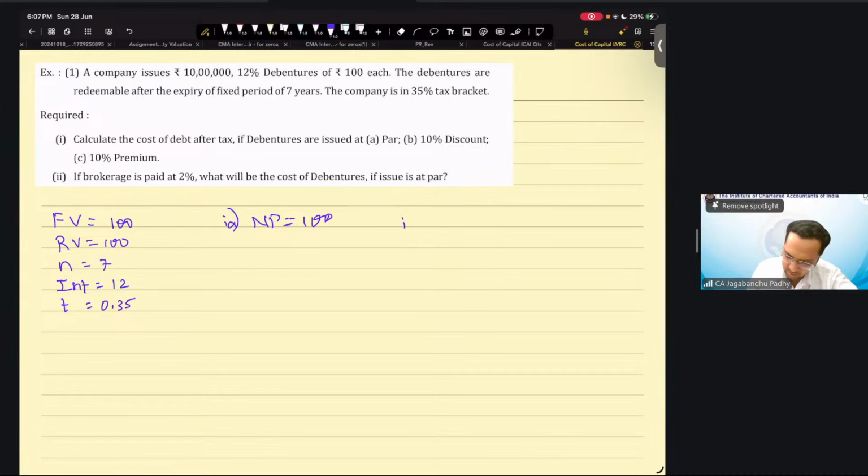In the first B case, 10% discount, so net proceeds is 90. In the first C case, net proceeds is 110. And in the second case, brokerage is paid at 2%, so of course net proceeds will be after payment of brokerage, whatever is left out, which is 98. For all these four scenarios, can we calculate the cost of debt, guys?